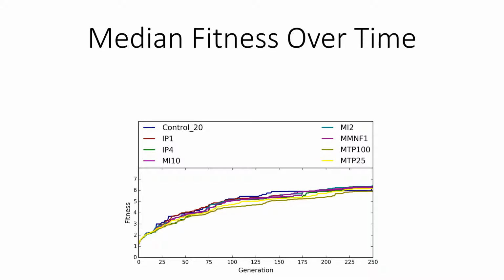This graph shows the median fitness over time of each of the treatments previously discussed, and it actually reveals the biggest flaw with my experiments, which is that the experiment should have been run for a longer amount of generations, but I was limited by computation power and the deadline for this video, so that will have to be done at a future date.